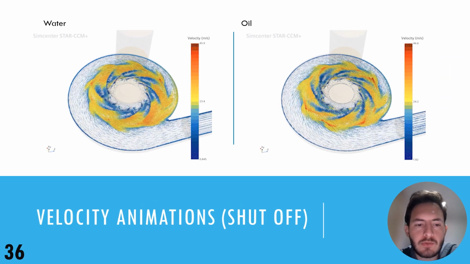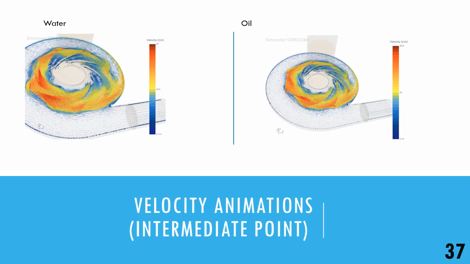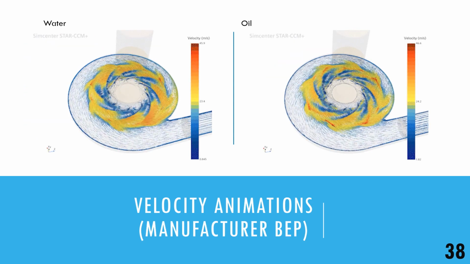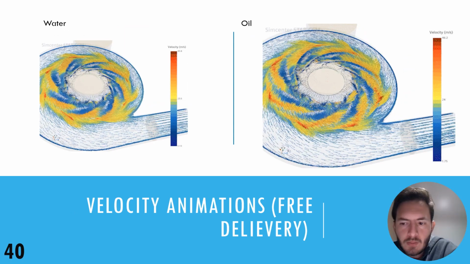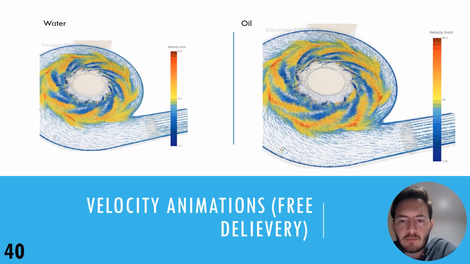Now we will proceed to see the vector velocity animations for each flow rate of the simulations. We can see that as the flow rate increases, the fluid can flow more uniformly and it flows closer to the walls.